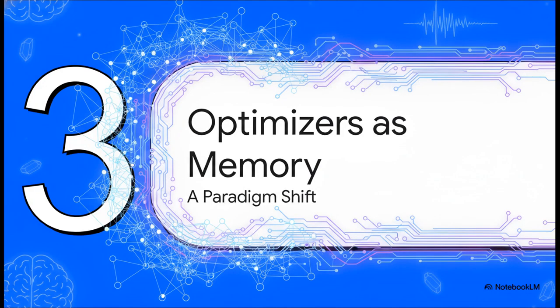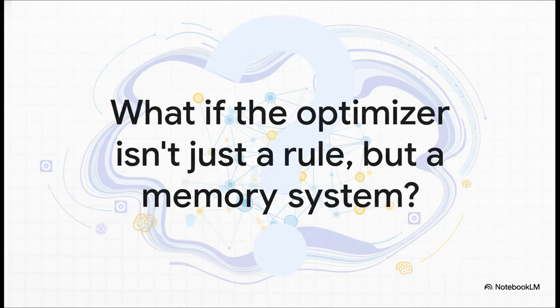And this brings us to the core technical insight of this whole new approach. It's a complete reframing of a component that we almost take for granted in the training process. So the paper asks this really central question, and it completely redefines the problem. It asks, what if the optimizer, the very algorithm we use to update the model's weights, isn't just a static math formula, but is actually a form of memory itself?